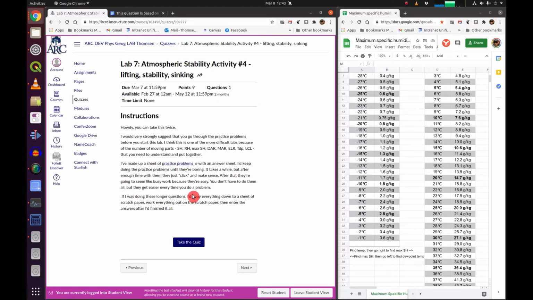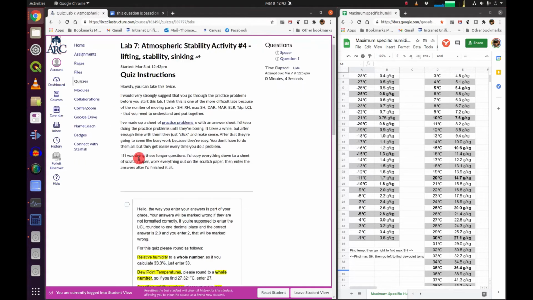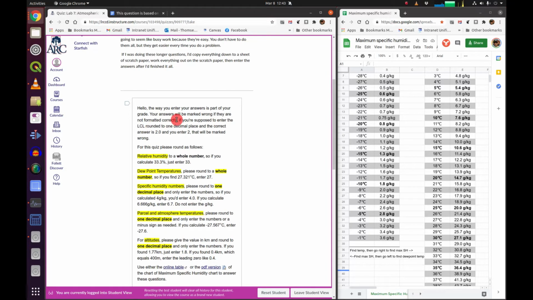If I was doing these longer questions, I'd copy everything down to a sheet of scratch paper, work everything out on the scratch paper, and then enter the answers. So let's take the quiz. And it's the same instructions from the first page. And now we've got different instructions.